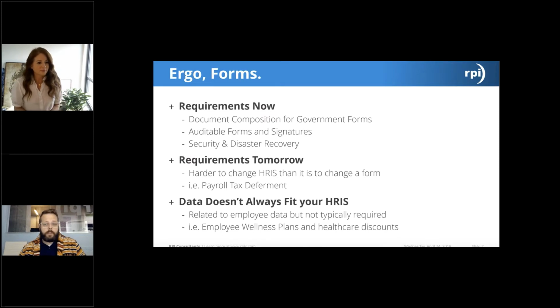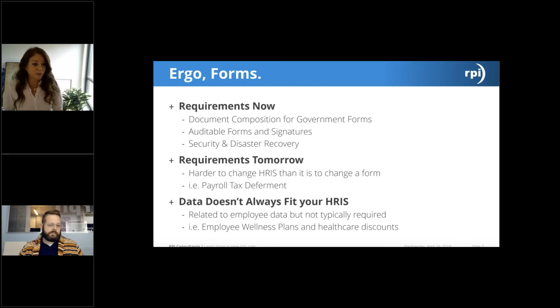So the forms then are a natural outcome of the requirements for data collection. And these forms exist because you have requirements, and some of these requirements are now, and some of these requirements are for later. Right now, you have some requirements for things that you have to send the federal or state governments. So you have to compose documents like a W-4, et cetera. You have the requirement to be auditable for your forms and signatures. Did this person complete this document when they say they did? Did we store it? Are we keeping it?